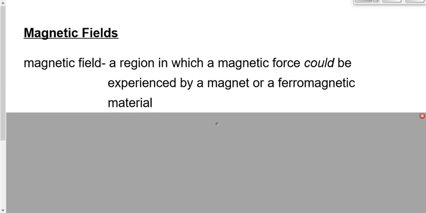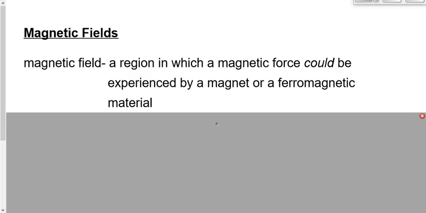A magnetic field, just like you guys remember 2 days ago on your unit test for electricity, question number 1 asked you to define an electric field. Do you remember what that definition was? Yeah, it was a region in which a charged object could experience an electric force. Well, a magnetic field, we're going to define as a region in which a magnetic force could be experienced by a magnet or by a ferromagnetic material. So it's almost the same, right? Except our experiencer would be a magnet or a ferromagnetic material as opposed to a charge.